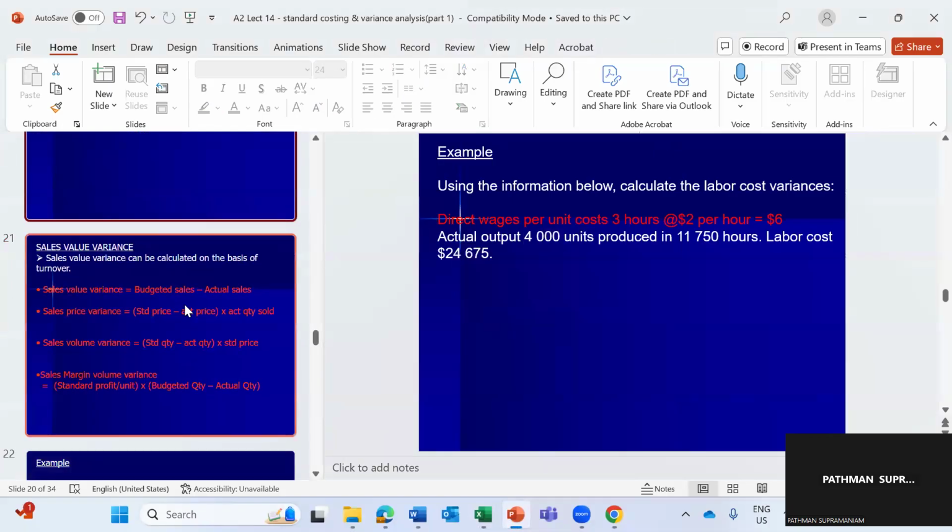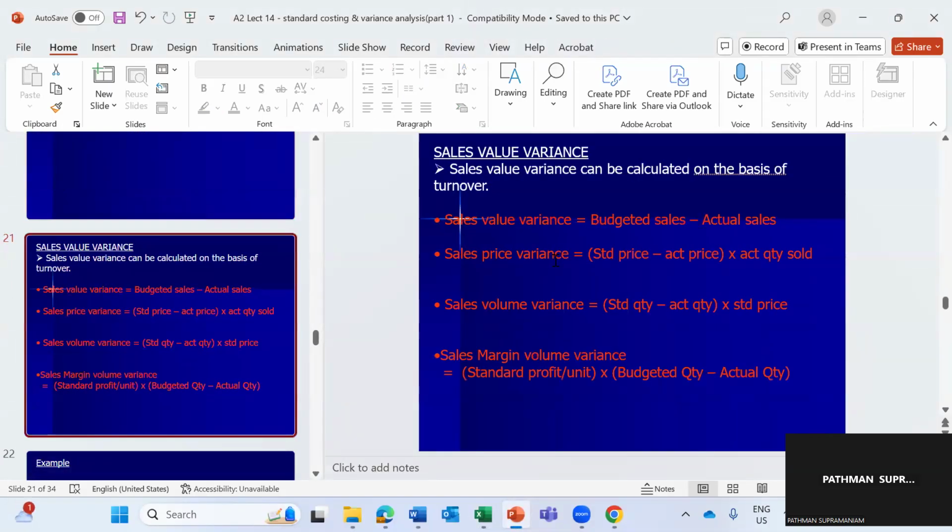Okay, now we come to sales value variance. This is the only variance where we deal with revenue. The other variances are all costs. For cost, if the actual was more than the standard, that's adverse. But for revenue, if the actual is more than the standard, then it's favorable, because we always want to maximize revenue and minimize costs.